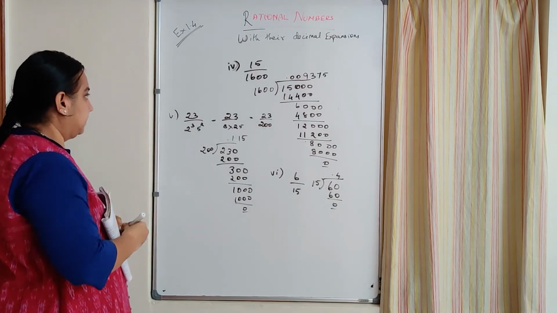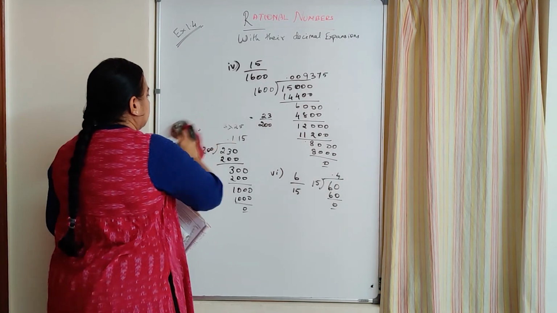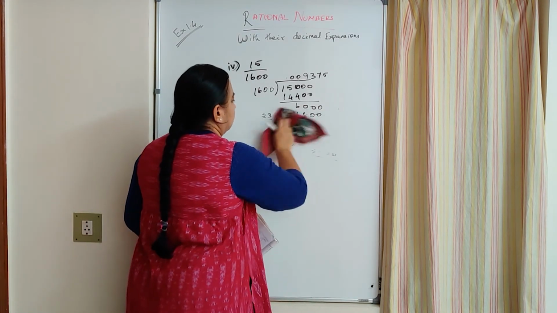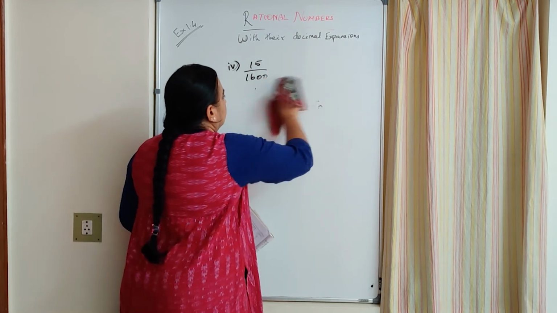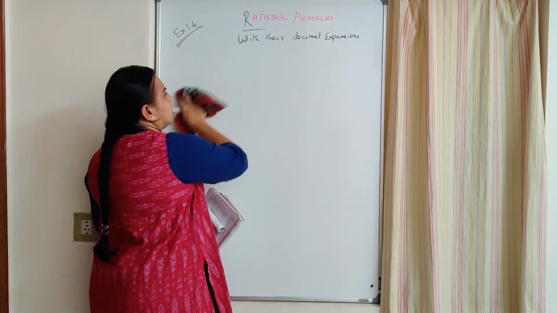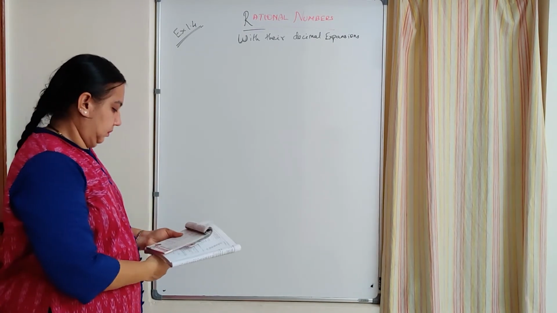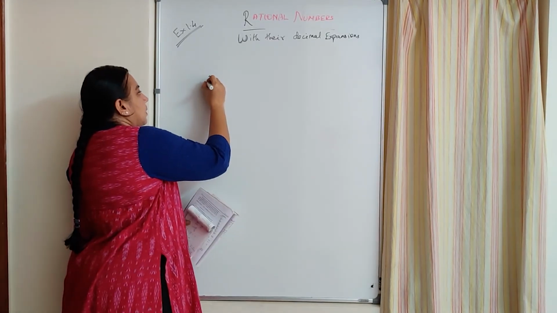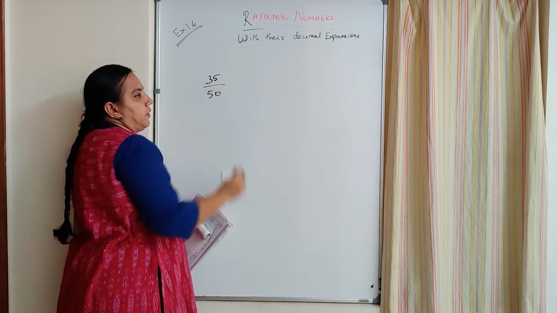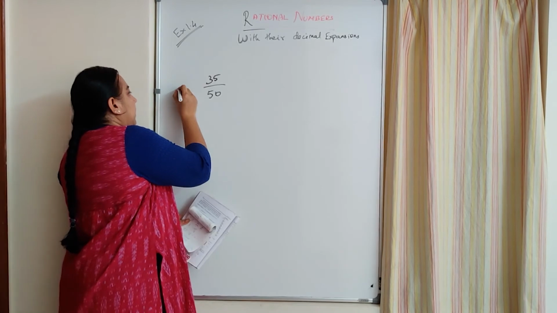And the next sum, 45 by 50. Shall we do a different logic instead of doing the same thing again and again? Let us follow a different logic. Okay.